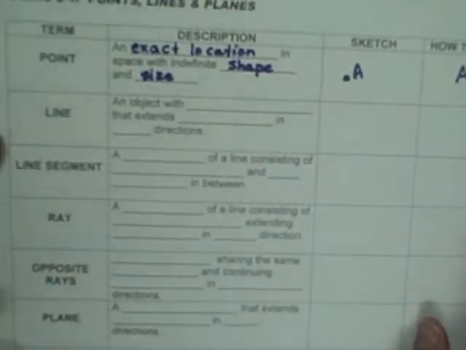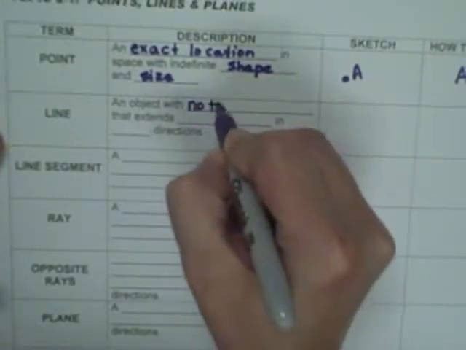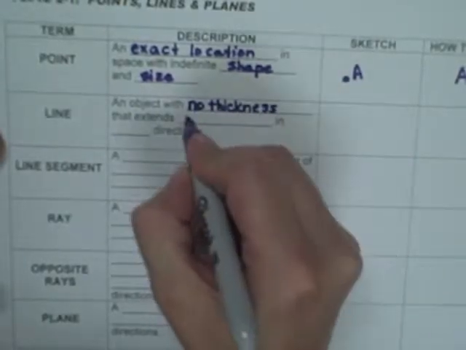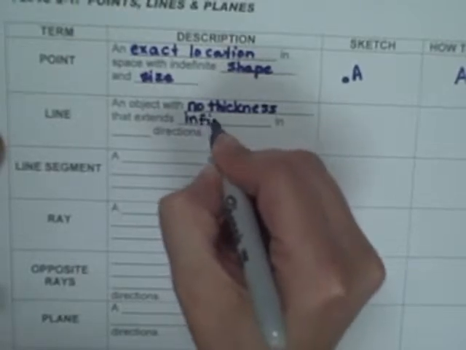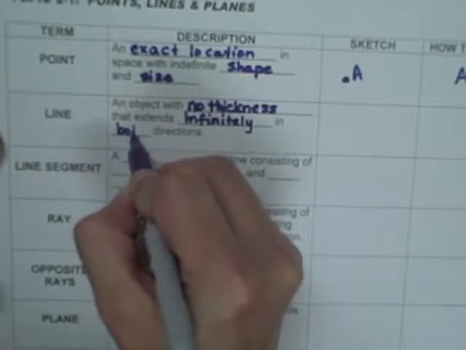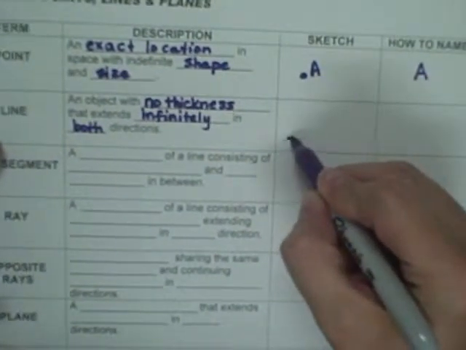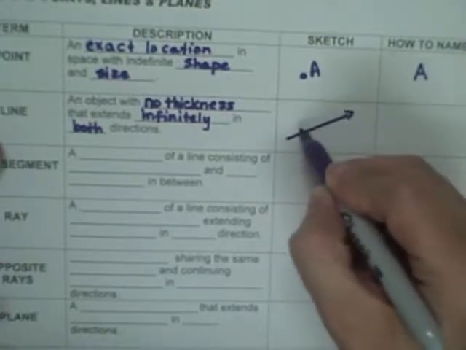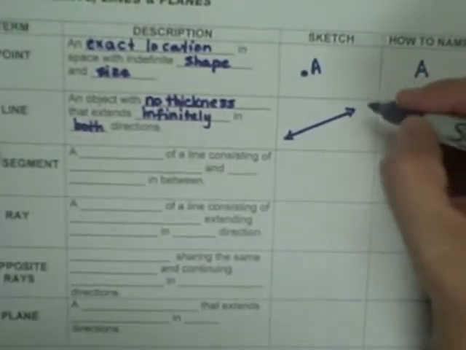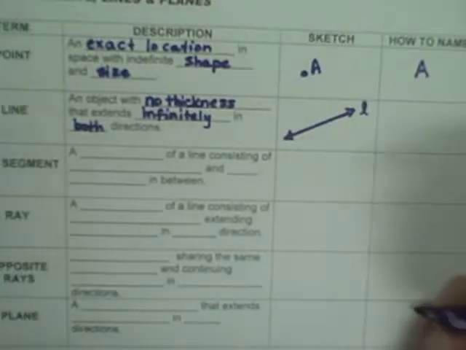Then let's look at a line. A line is an object with no thickness that extends infinitely in both directions. When we sketch the line, we want to make sure that we put arrows on both ends. You can choose to name your line with a cursive letter out to the side. Notice it is a lowercase cursive letter.